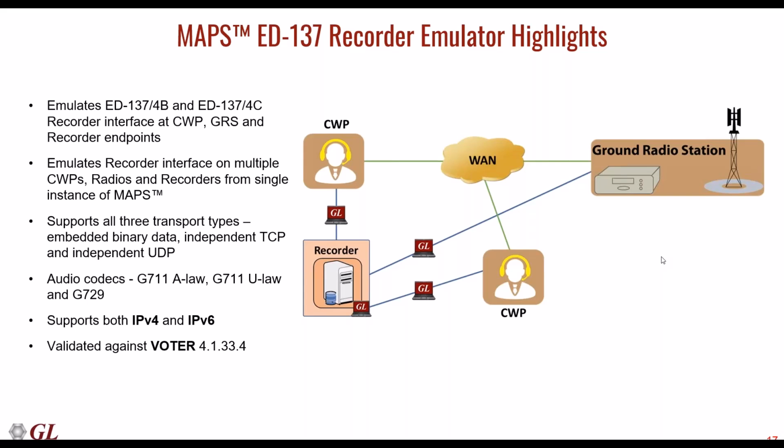Independent TCP, wherein we establish a separate TCP connection for transmitting voice only, or it could be independent UDP. So there is an independent UDP channel to carry the voice. And again, the recorder emulator supports both IPv4 and v6, and it is also validated against the voter 33.4 version.